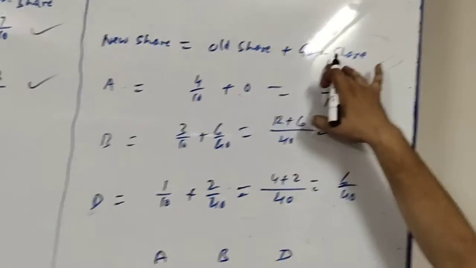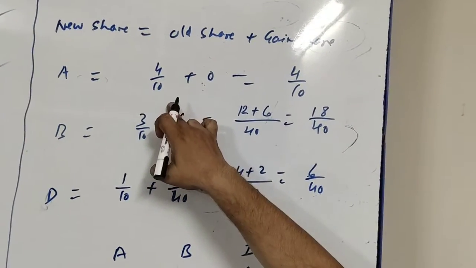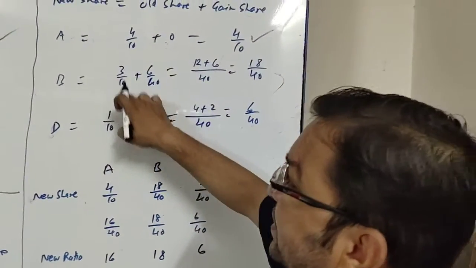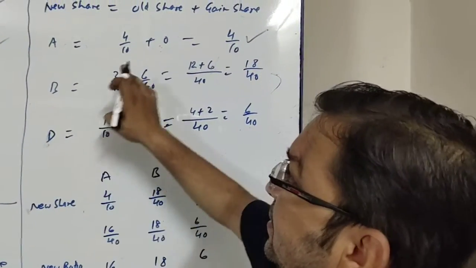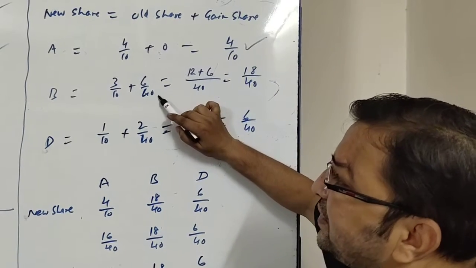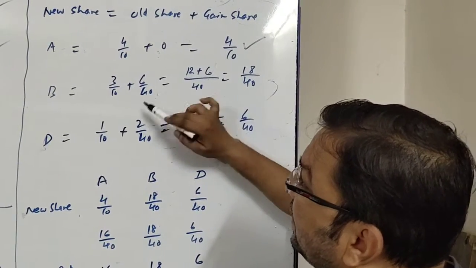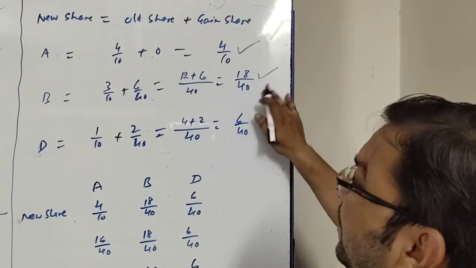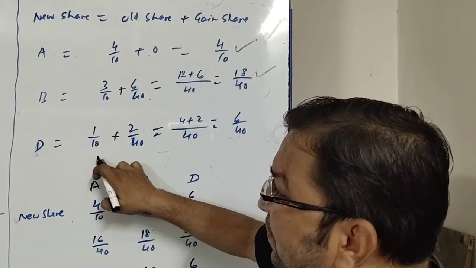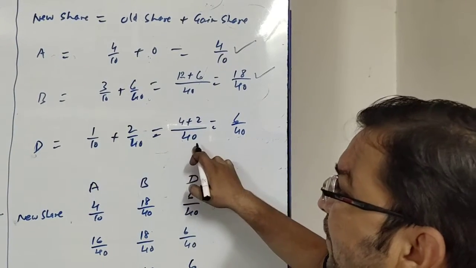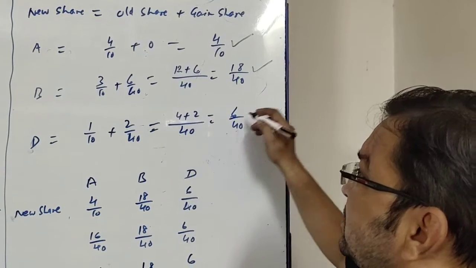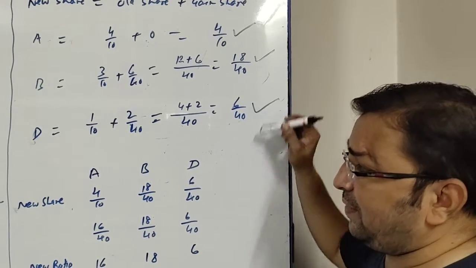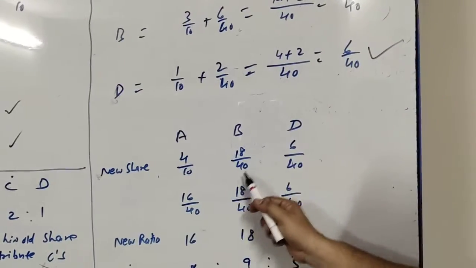Now we will find the new share. New share is what? Old share plus gain share. We talk about A's old share, which is 4 by 10. He is getting nothing. He will continue with his old share. So the same will be new. B's old share was 3 by 10 and his gain share is 6/40. So we will find here 40: 10 fours are 40, 4 threes are 12, and 40 ones are 40, 1 six is 6. 12 plus 6, 18/40. D's old share is 1 by 10 and 2/40 is the gain share. 40 will be the LCM, 10 fours are 40, 4 ones are 4, and plus 2. So 6/40. So the new shares come to 4 by 10, 18/40 and 6/40 respectively. We'll write here A, B, D new share: 4 by 10, 18/40, 6/40.